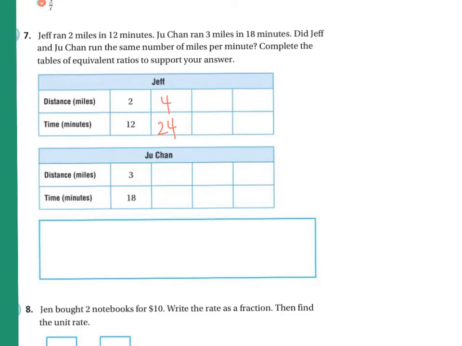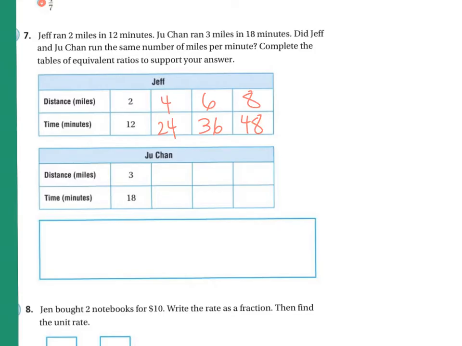Now, if I wanted to multiply it by 3, I do the top and the bottom by 3. So 3 times 2 is 6, and 3 times 12 is 36. Now I'm going to do 4. So 4 times 2 is 8, and 4 times 12 is 48.